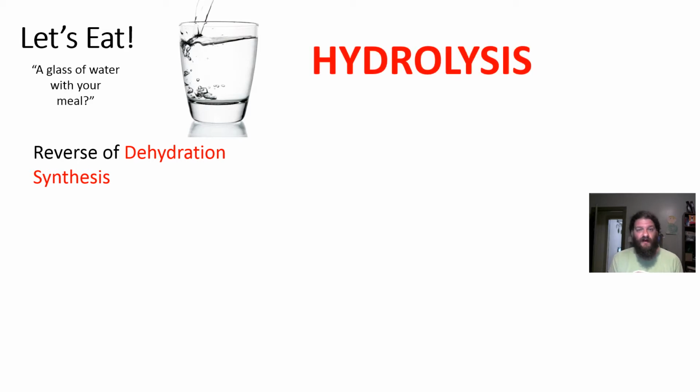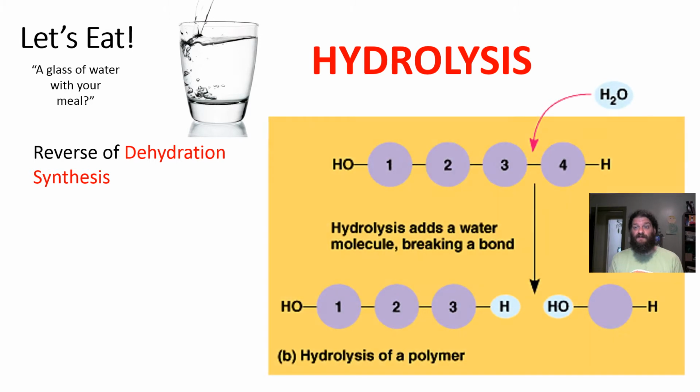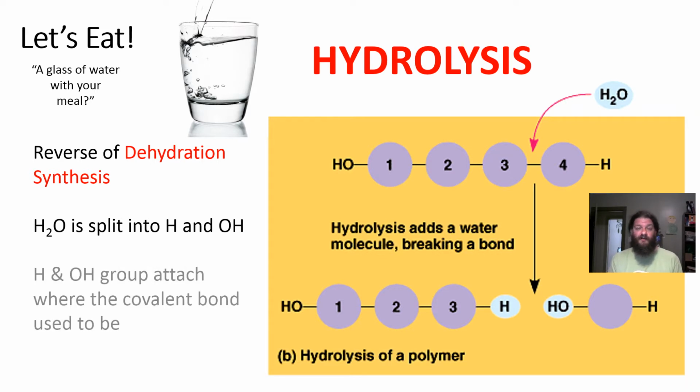The process of digestion involves hydrolysis, which is just that, the reverse of dehydration synthesis. It's taking a water molecule, breaking that into the hydrogen and the hydroxyl, and using those to kind of stuff into that bond between the two parts of the polymer and break that apart into now two separate molecules. Sometimes this even uses the same enzyme as dehydration synthesis in a reversible reaction.